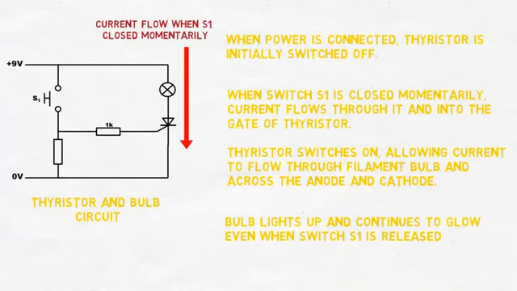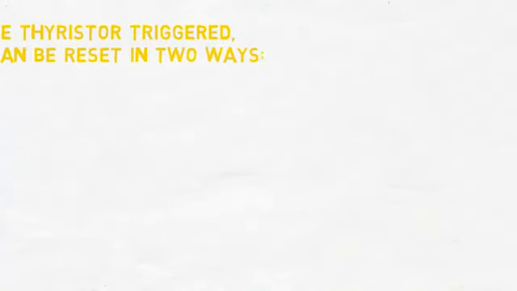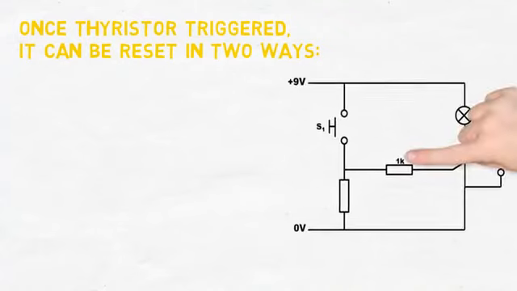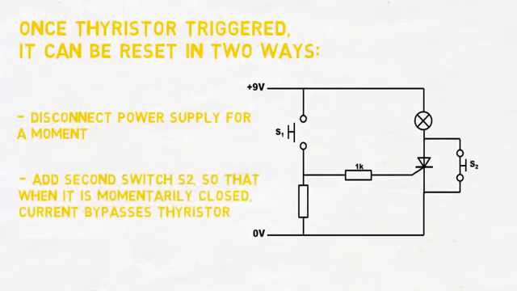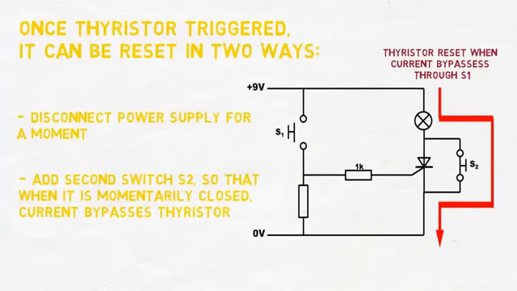The bulb lights up and continues to glow even when switch S1 is released. Once the thyristor has been triggered, it can be reset in two ways. Firstly, is by disconnecting the power supply for a moment. Secondly, is to add a second switch S2 so that when it is momentarily closed, the current bypasses the thyristor.